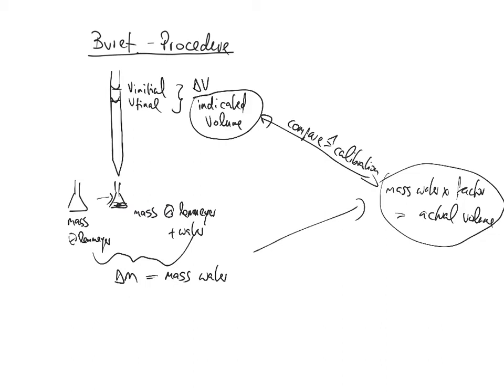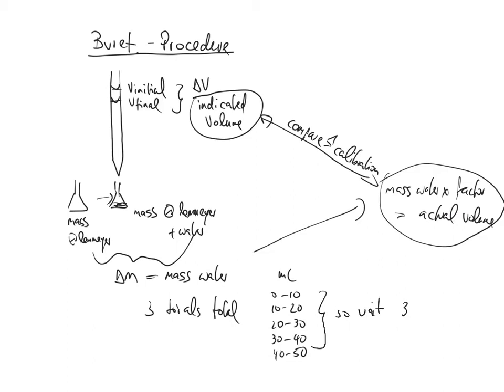Now, what we're going to do is repeat these measurements and calculations for a total of 3 trials. For each region, 0 to 10, 10 to 20, 20 to 30, 30 to 40, and 40 to 50 milliliters. So there's 5 regions, 3 trials total, and we have to wait 30 seconds between each reading.